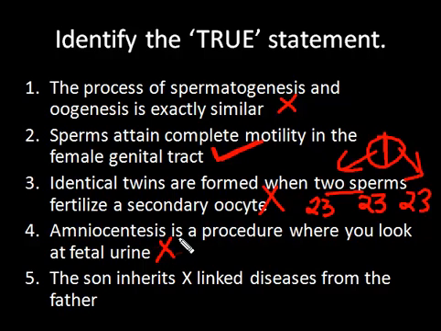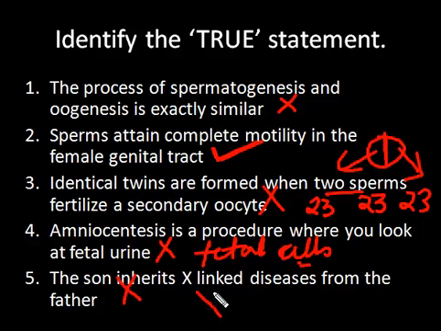The fourth statement says amniocentesis is a procedure where you look at fetal urine. This is also false. In amniocentesis, what you're looking at is the fetal cells, the cells from the skin, which get abraded and are deposited in the amniotic fluid, to look at chromosomal abnormalities. And number five, the son inherits X-linked diseases from the father. This is also false because the son is a male and he has XY sex chromosomes. The Y comes from the father, the X comes from the mother.